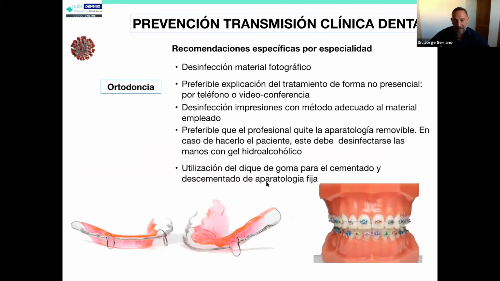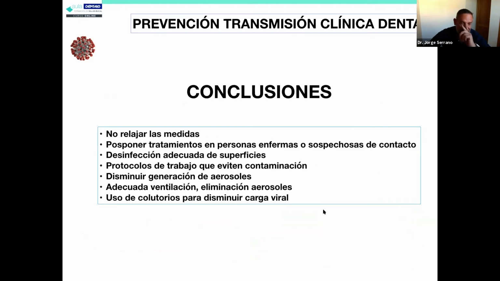in order to explain the treatment, it's maybe not necessary to see the patient in the office. We can do it over the phone. The disinfection of the impression materials, as we've seen, depends on the impression material; we use one disinfectant or another. But sometimes it's also important that the patient comes to us to remove the different appliances. And if the patient has removed it, we should provide the patient with gel, so that they don't touch other surfaces and contaminate something. And we should use rubber dam also for the cementation of our brackets.